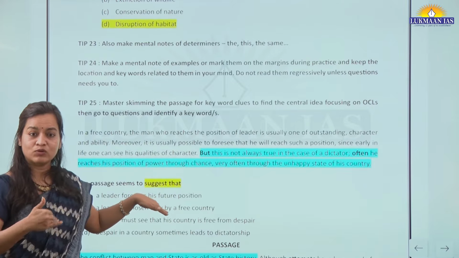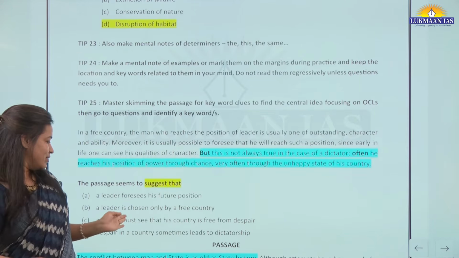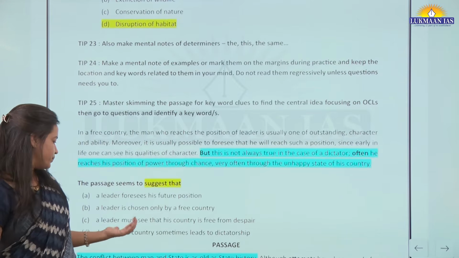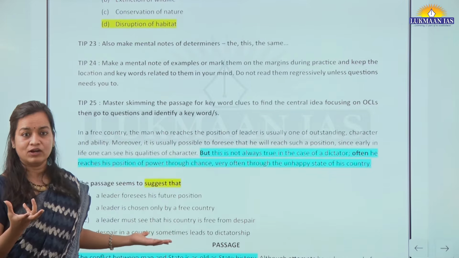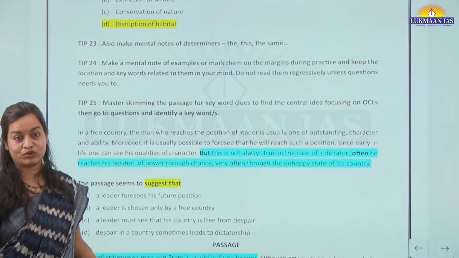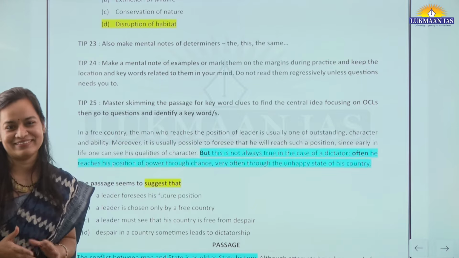No, people who see that leader being born may foresee. A leader is chosen only by a free country, only narrows the scope. Must see that his country is free from despair. Good option. However, not as logically derived as is the last option, going by the tips and tricks that we apply when doing CSAT passages.